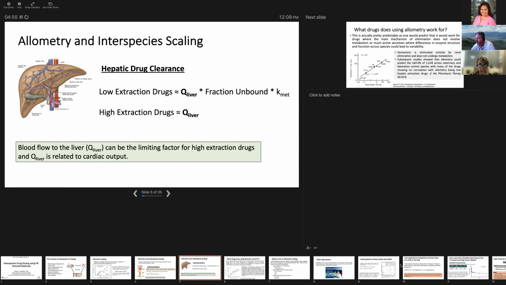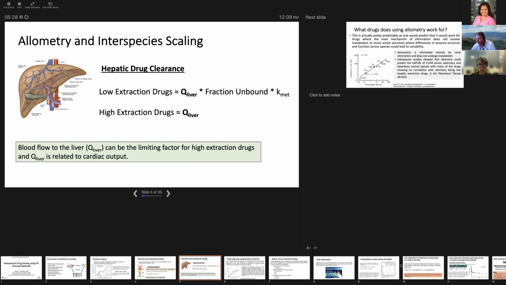So drugs that are efficiently extracted and either metabolized or excreted into the bile by the liver, when you don't have any kind of barrier to that because the liver is very effective at it, it really comes down to how fast drug can be delivered to the liver for that clearance. And in those cases, for high extraction drugs, hepatic clearance approaches hepatic blood flow. And since that hepatic blood flow is related to cardiac output, again, cardiac output is playing a role.